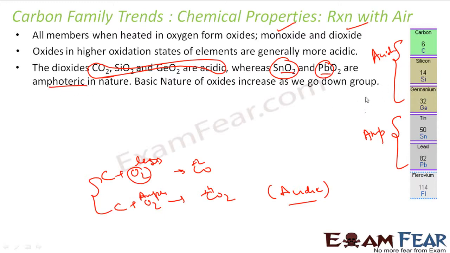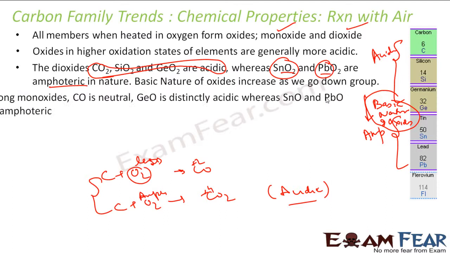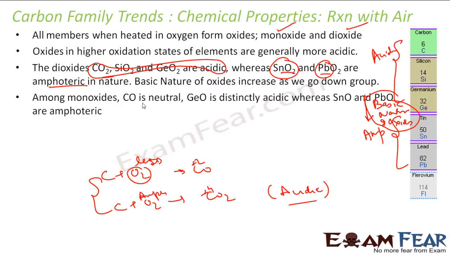If you go down the group, the basic nature of oxides increases. And this is similar to the trend we have seen in the boron family, correct? And among monoxides, CO is neutral, GeO is acidic, and these are amphoteric.